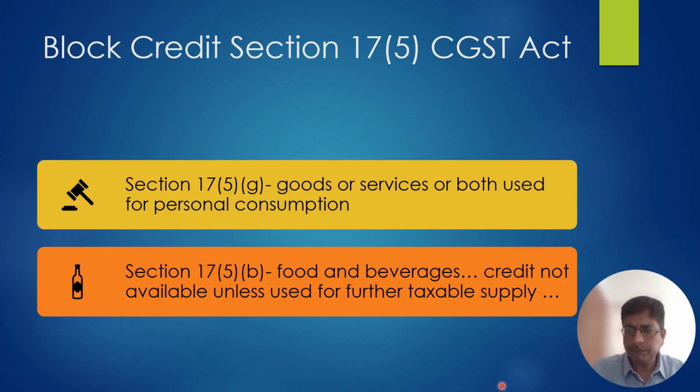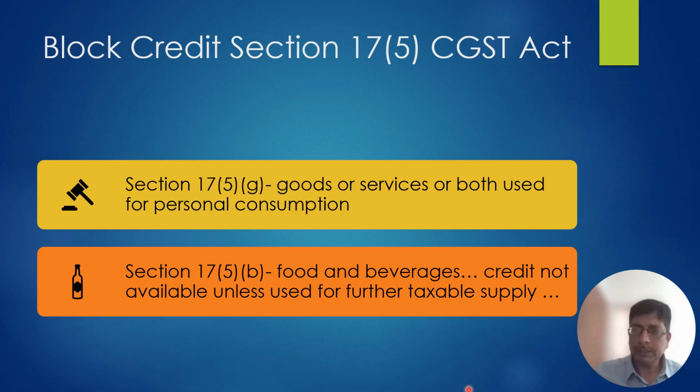What is the meaning of further taxable supply? Suppose there is a trader who purchases canned juice and supplies it as it is. So it is not consumed. GST is basically a consumption tax. The incidence of the tax is to be borne by the ultimate consumer. So if the trader purchases juice and supplies it, the credit is available to that trader.